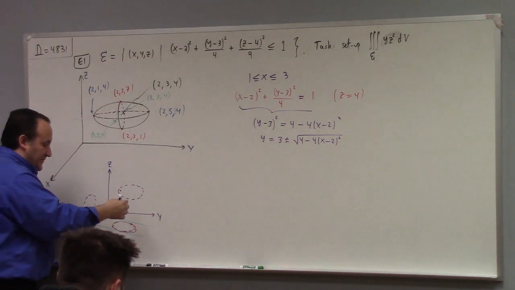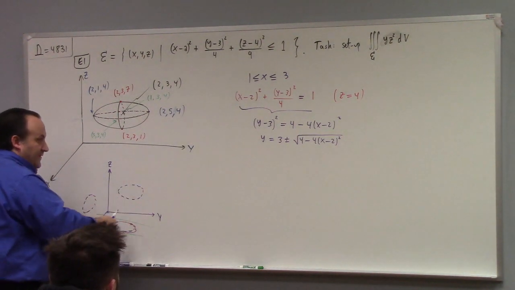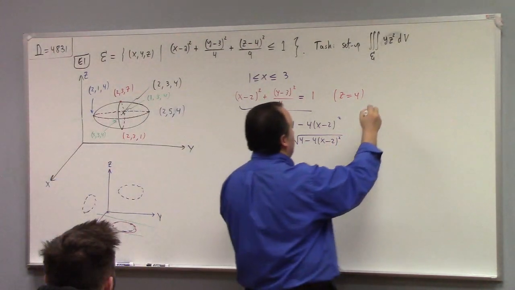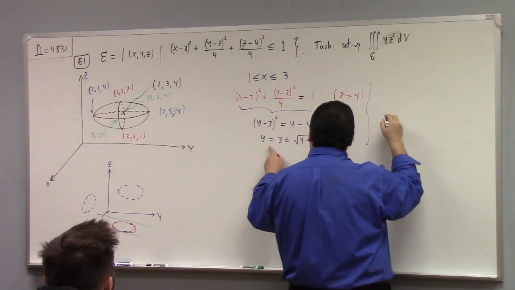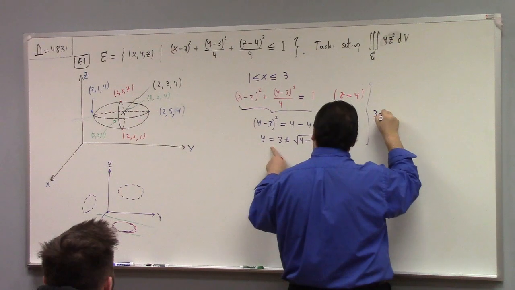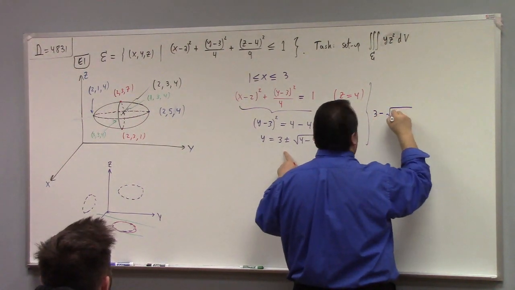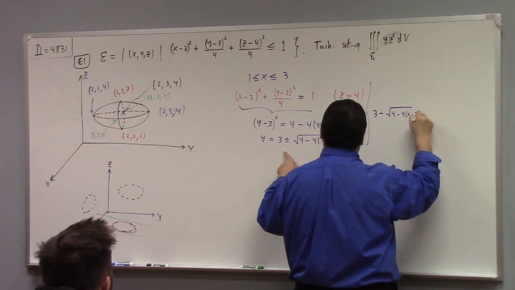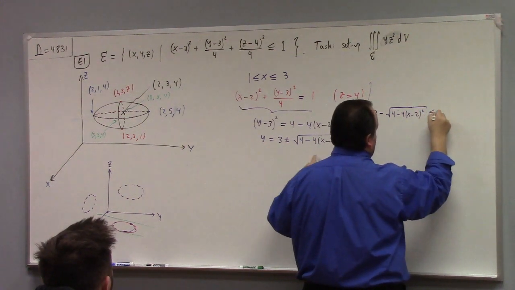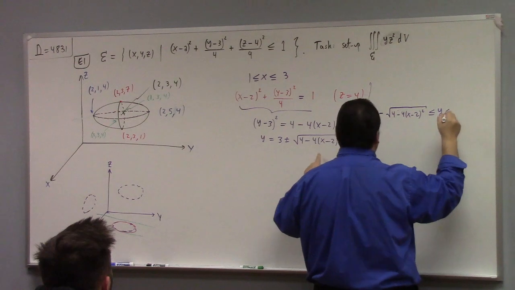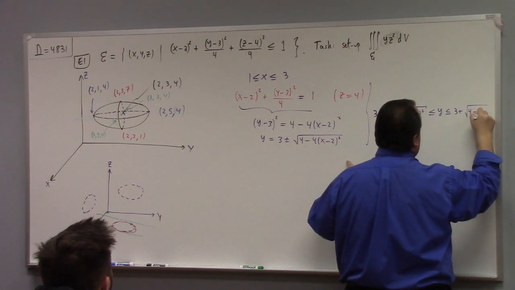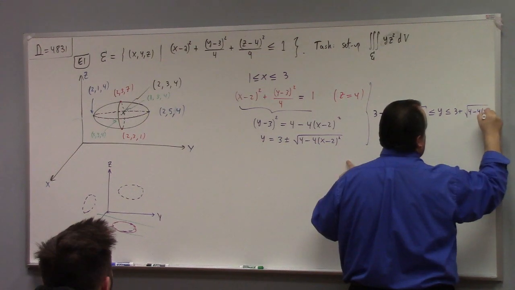Okay, so in order to lop off the rest of space and just leave me with sort of an elliptical cylinder that I have right there, what I want to impose from this is 3 minus the square root of 4 minus 4 times x minus 2 squared less than or equal to y less than or equal to 3 plus the square root of 4 minus 4 times x minus 2 squared. I guess I could pull that 4 out, huh? But, oh well, it's too late.